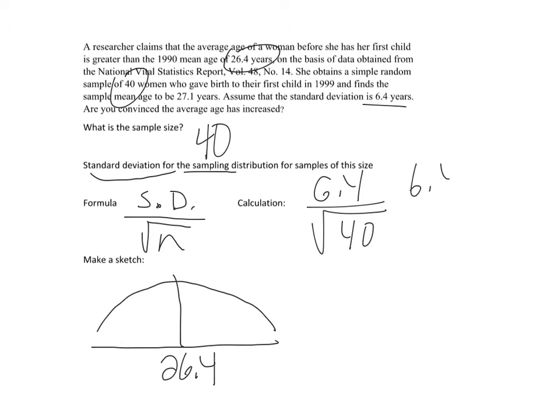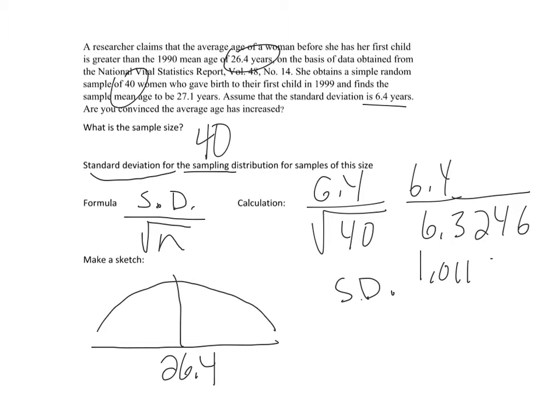So that works out to be 6.4 over, what is it, 6.3246. Honestly, I'm just going to let the calculator carry all the decimal places. So I'll divide that, and I got a standard deviation for my samples of size 40 of 1.0119. So that's our standard deviation.